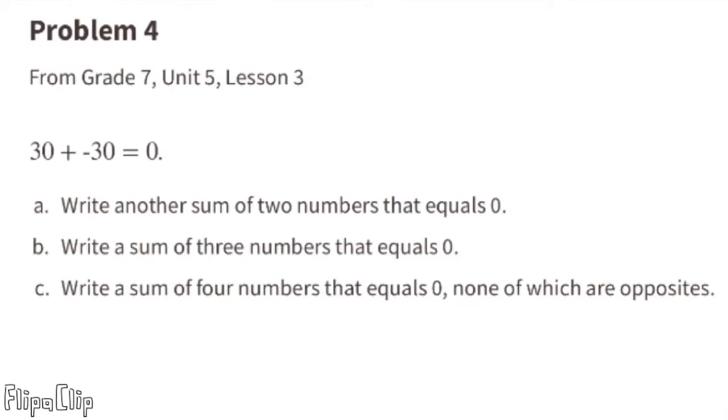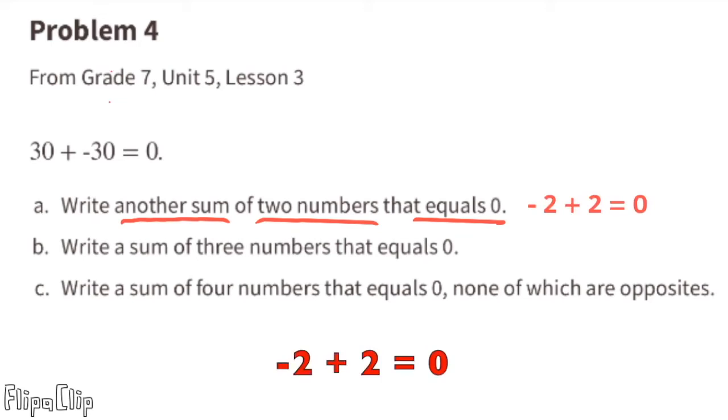Problem number 4 from 7th grade, Unit 5, Lesson 3. 30 plus negative 30 equals 0. A. Write another sum of two numbers that equals 0. Negative 2 plus 2 equals 0.